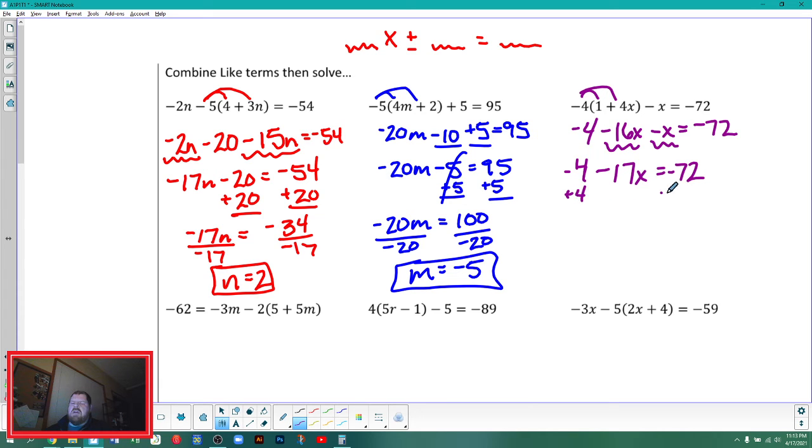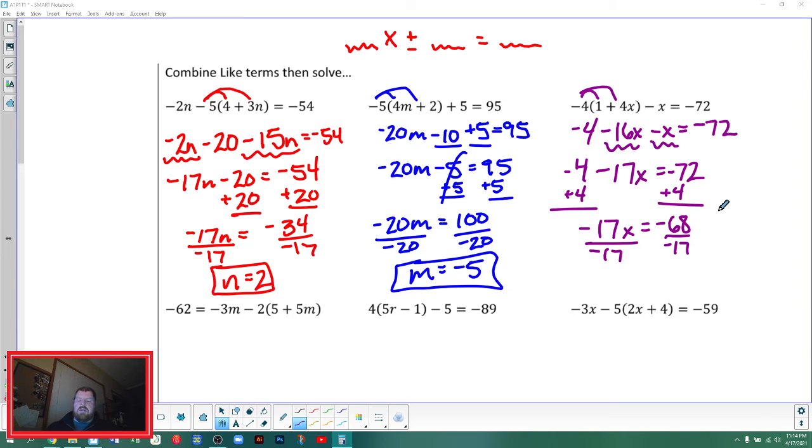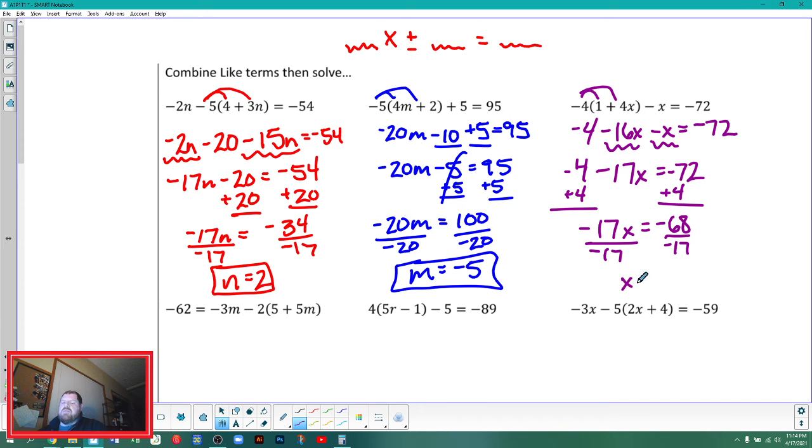Add 4 to both sides. Negative 17x is equal to negative 68. And we'll divide by negative 17. I feel like I've done this, but I'm just going to check. 68 divided by 17 is 4. And since they're both negative, my answer is positive.